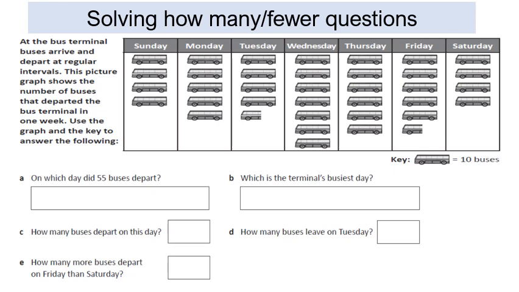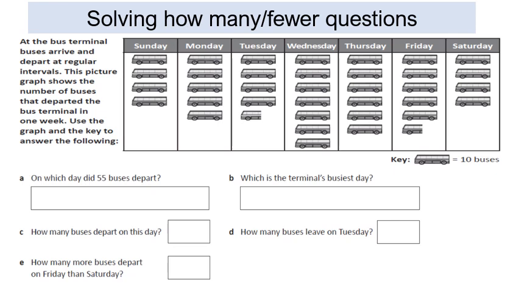And Wednesday is correct. How many buses departed on this day? How many buses departed on Wednesday? Let's count together. 10, 20, 30, 40, 50, 60, 70 buses. How many buses leave on Tuesday? 10, 20, 30, 40, 45 buses.